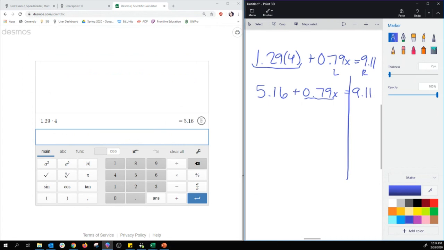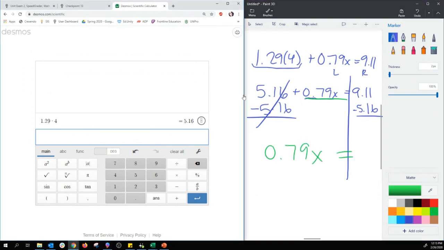A negative, right? So instead of having 5.16, the opposite of that would be negative 5.16. You could also think about this as just subtraction. If I have 5.16 minus 5.16, I would just be subtracting them. So I'm going to do the same thing on this side. These two are going to cancel and go away, and then I am left with 0.79x, and that is equal to, let's do our subtraction.